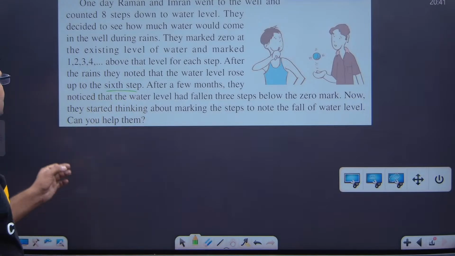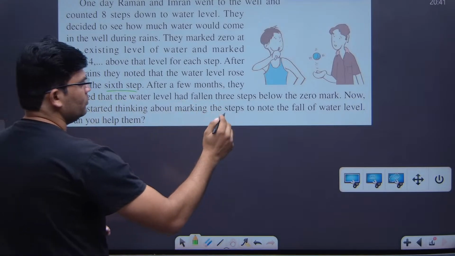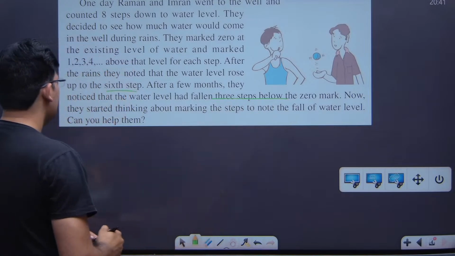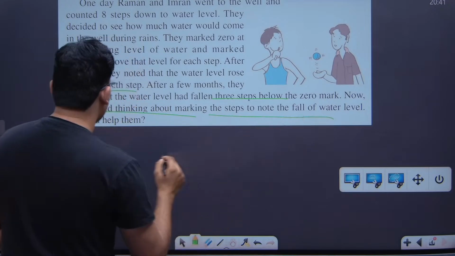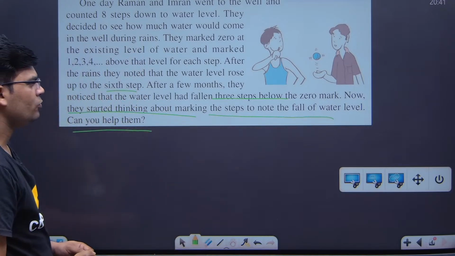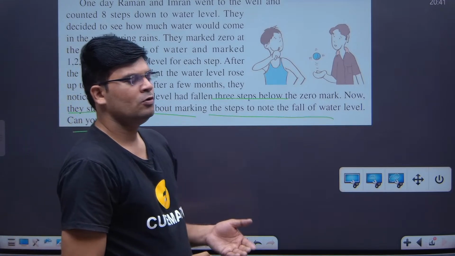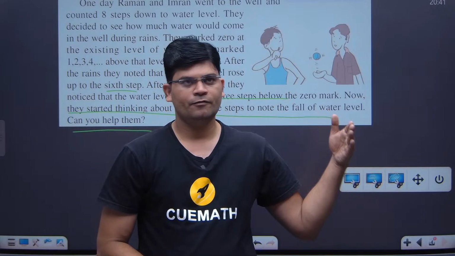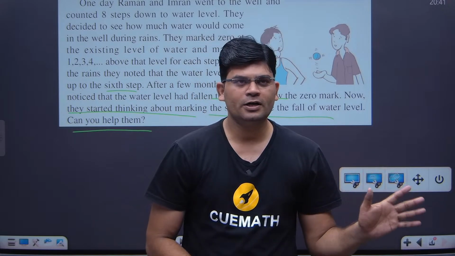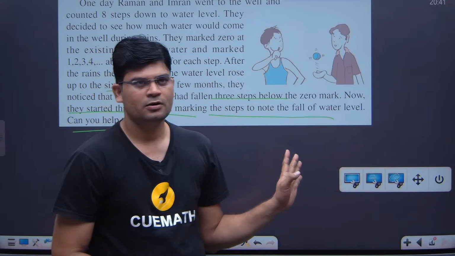After a few months, they noticed the water level had fallen down 3 steps below the 0 mark. Now they started thinking about marking the steps to note the fall of water level. So can you help them? Below 0, what are we going to mark then? -1, -2, -3. Are you understanding?